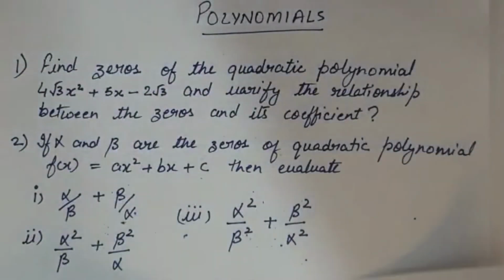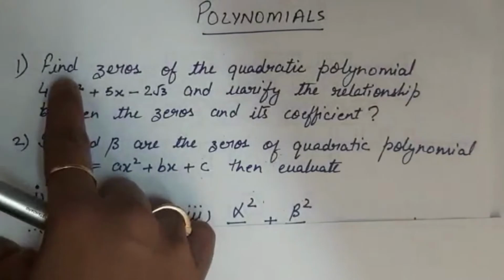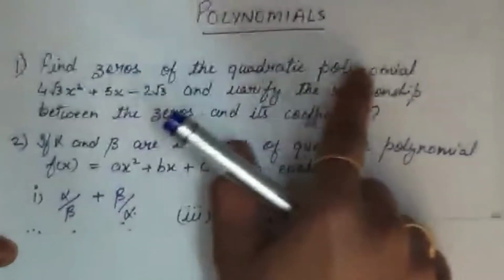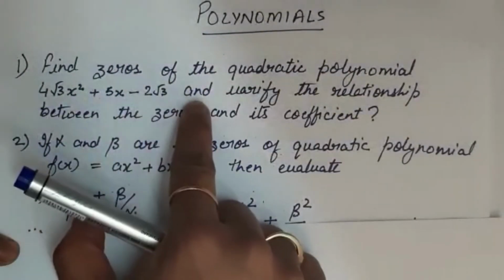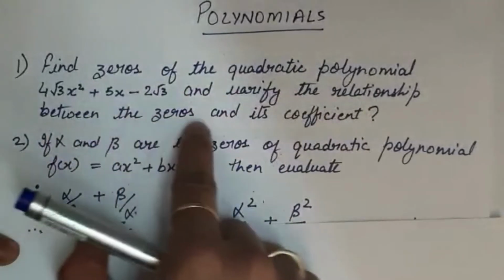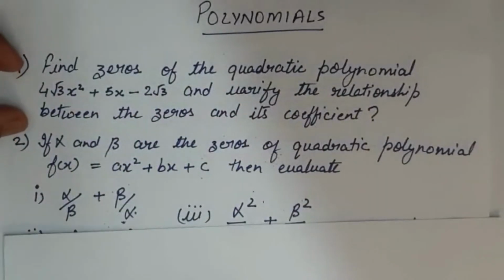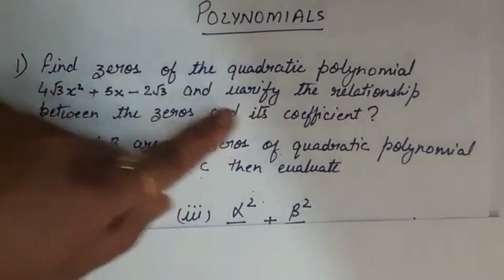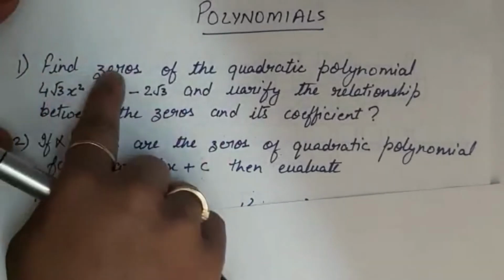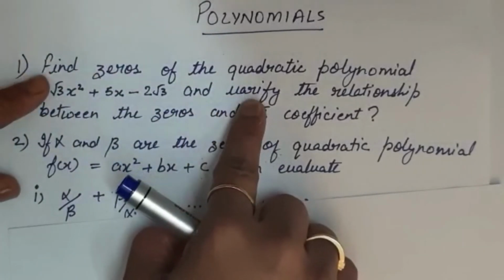I'll not waste much of your time. Now the first question is, find zeros of the quadratic polynomial, this is an equation, and verify the relationship between the zeros and its coefficients. See friends, first of all, we should see the question properly. Here two questions are being asked of us. Find zeros and verify. Two questions are asked.